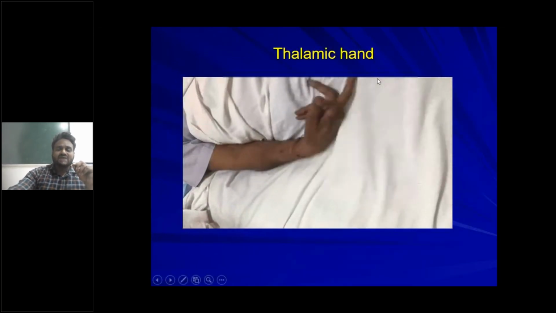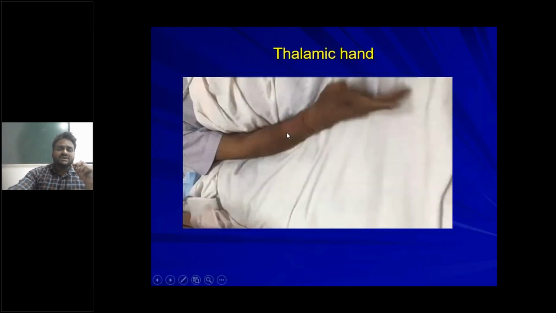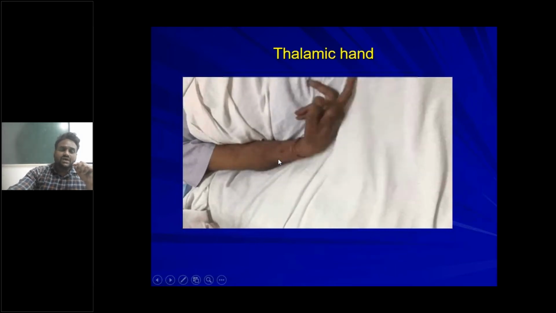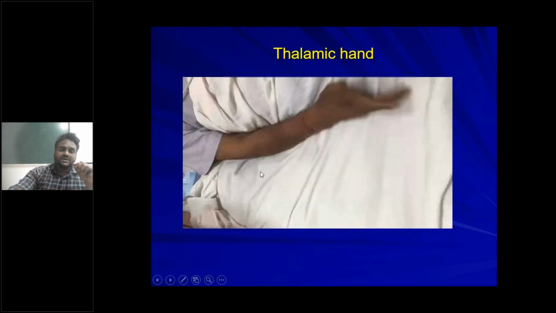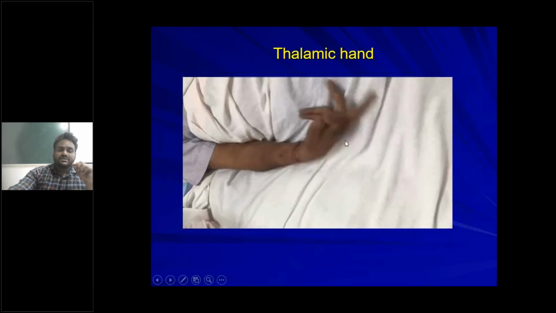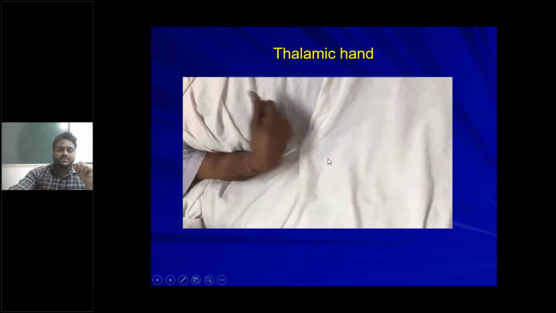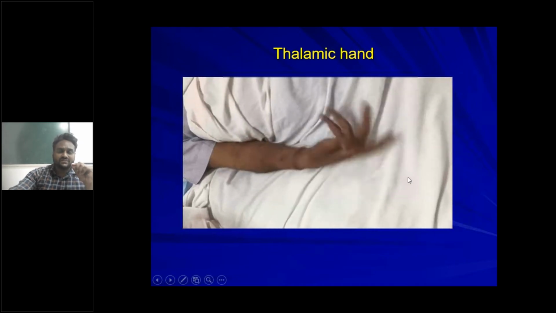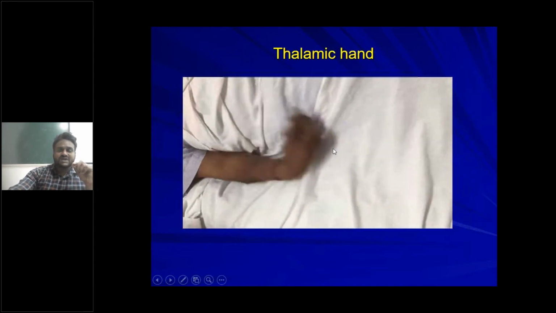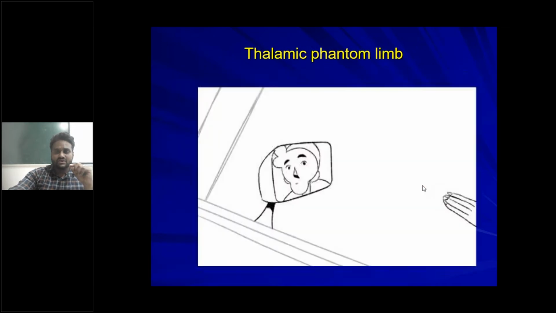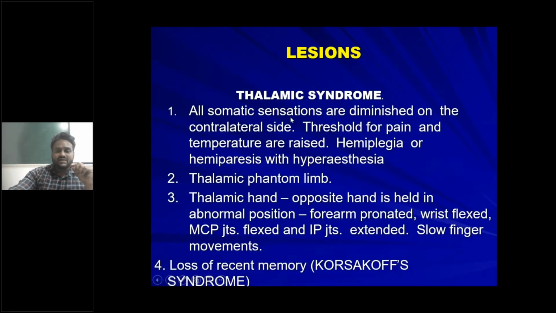And the next one, thalamic hand. In thalamic hand, the forearm is pronated, with extended wrist joint, flexion of the metacarpophalangeal joints, and extension of the interphalangeal joints. This condition is called thalamic hand. So these are the 4 clinical manifestations of thalamic syndrome. One is loss of somatic sensations. Next, hemiplegia, thalamic phantom limb, and thalamic hand.